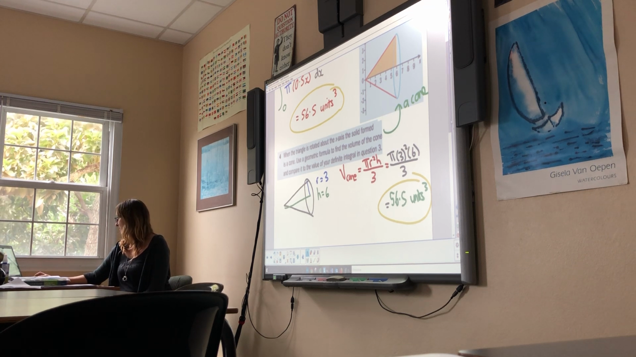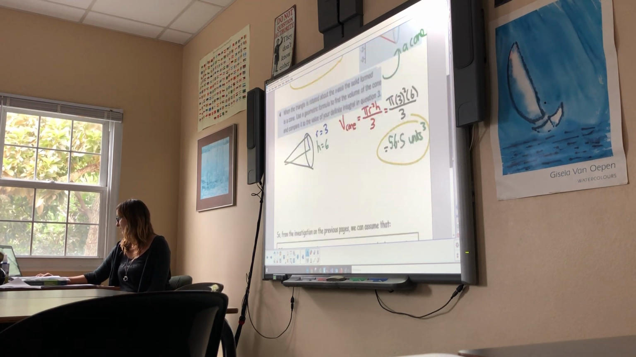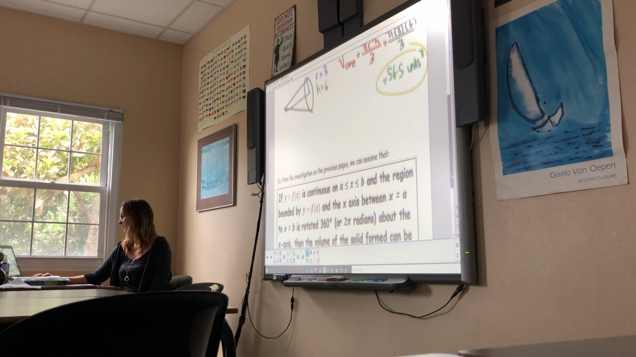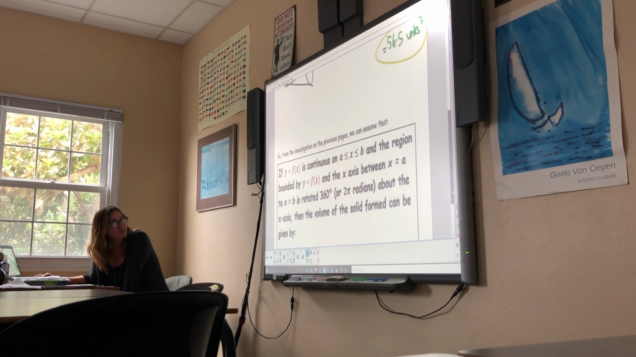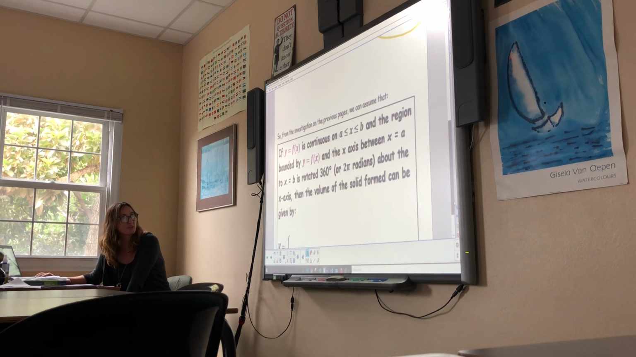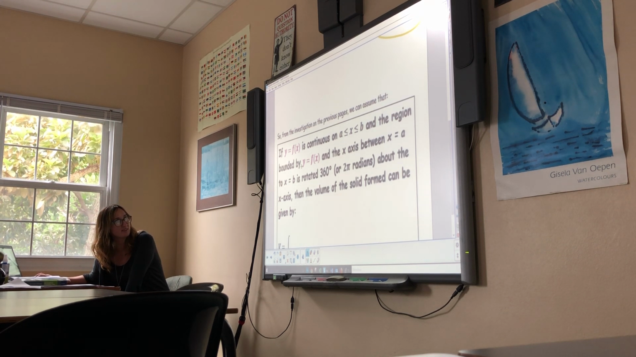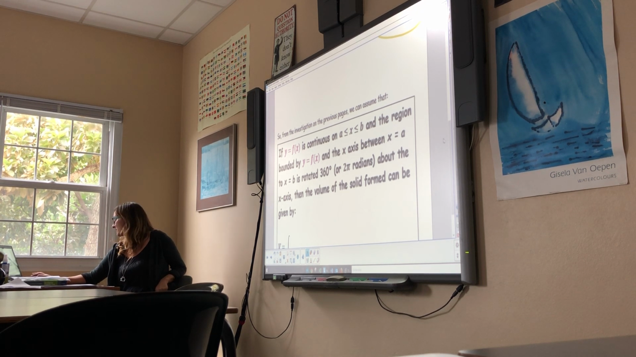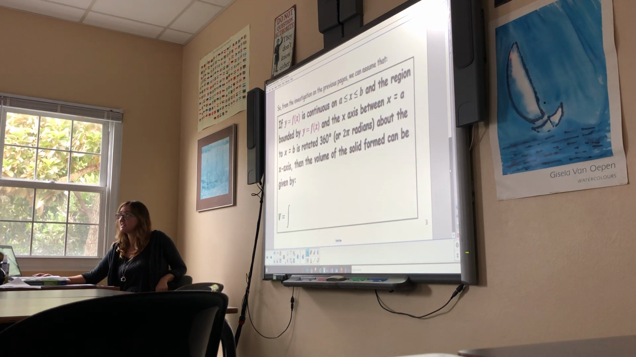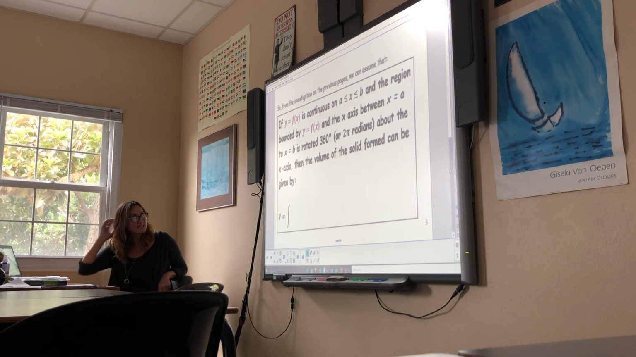So basically, notice what we did. In general, this is a wordy bit. From the investigation we can assume that if y equals f of x is continuous between a lower and upper limit, and the region bounded by y equals f of x and the x-axis between a and b is rotated 360 degrees, or sometimes they call it 2 pi radians, about the x-axis. Normally in the exams I'll say 360 degrees, but don't forget 2 pi radians is 360 degrees.